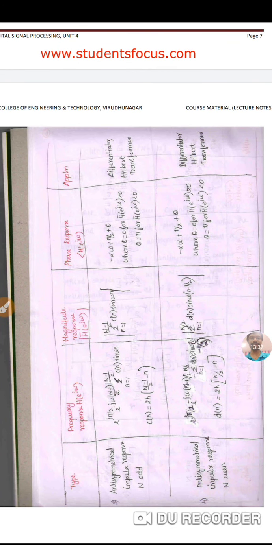These are the characteristics of linear phase FIR filters, and based on these characteristics we will do some problems in the next coming classes.